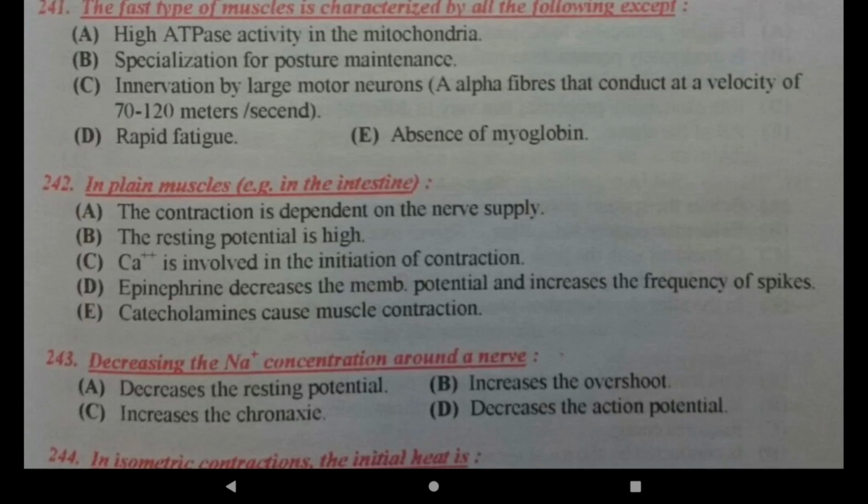Contraction is dependent on nerve supply. That is not correct. Sometimes they can undergo myogenic stimulation. Sometimes it can be stimulation by hormones like epinephrine or norepinephrine. Sometimes chemicals like histamines can cause their contraction. It is incorrect that their resting membrane potential is higher. It is not correct to say that epinephrine decreases their membrane potential; in fact, it increases it. It is also not correct that catecholamines cause muscle contraction in this context. So the most correct answer is C.